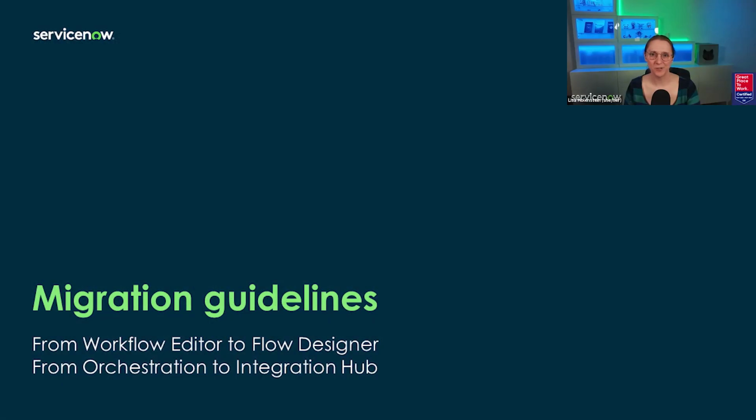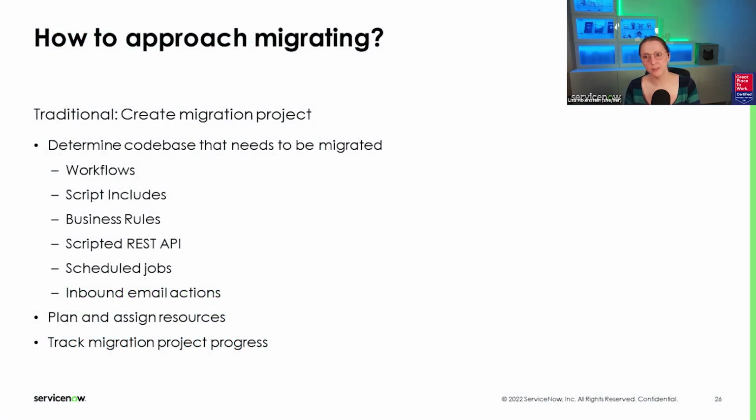Yeah, I'll get to some migration guidelines. So what should you do? What should you consider when you're working your way from workflow editor to Flow Designer, and from orchestration to Integration Hub? There are really fundamentally 2 approaches to migrating to a new tech stack. The first being the traditional way, creating a huge migration project. And this would, of course, include several phases, like determining the code base that needs to be migrated, planning out tasks, assigning resources, and of course, tracking the migration project progress.